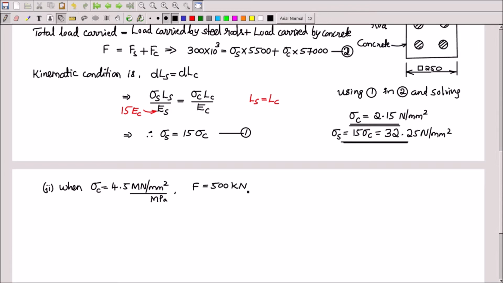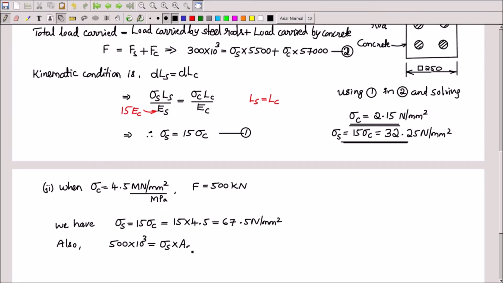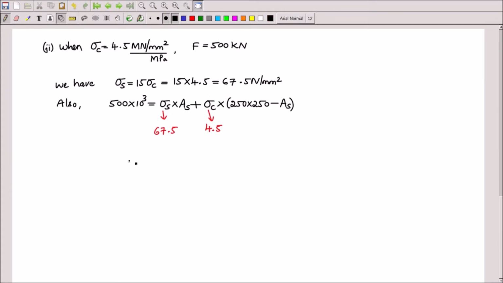And we know the relationship between sigma C and sigma S from the previous condition. Sigma S should be equal to 15 sigma C because deformation has to be equal in both. Sigma C is 4.5, so sigma S has to be 15 into 4.5. So I know sigma S also. Equation 2, the equilibrium equation, becomes 500 into 10 power 3 is equal to sigma S into AS plus sigma C into (250 into 250 minus AS). Because the load shared by the steel member plus the concrete member should be equal to the applied load. That equation can be used and the only unknown is AS. We can find out what steel area is required. That is about this problem.